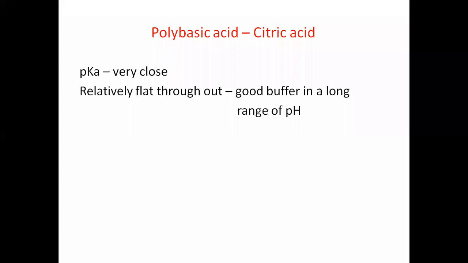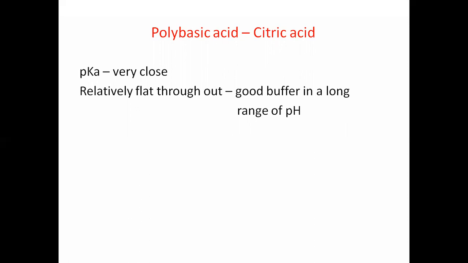But it shows the buffering at, again, three different regions. But in this case, the pKa values are very close. Say 3.1, 4.7, 6.4. Therefore, relatively flat throughout. And also the pKa values are very close. Therefore, the citric acid buffers can be used in a long range of pH. So that is about the citric acid.